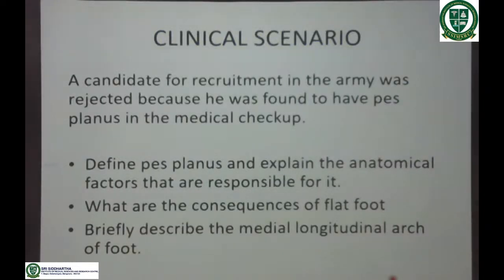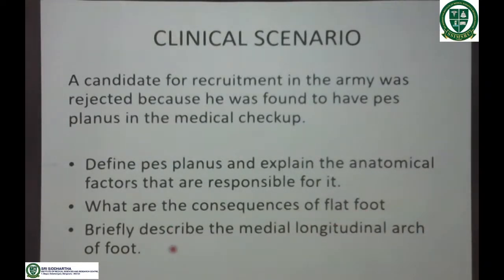Then, here is the question. A candidate for recruitment in the army was rejected because he was found to have pes planus. What is pes planus? Flat foot, found in the medical checkup. You should answer this in your assignment box. Define pes planus and explain the anatomical factors that are responsible for it. You already explained that. Then, what are the consequences of flat foot?